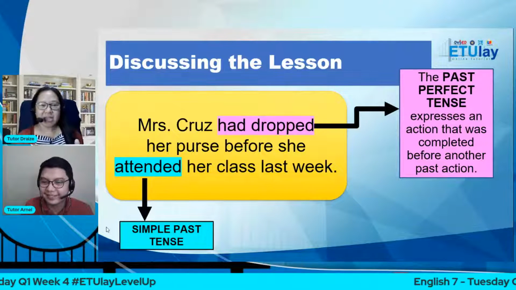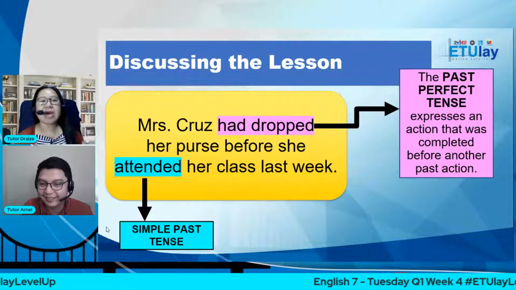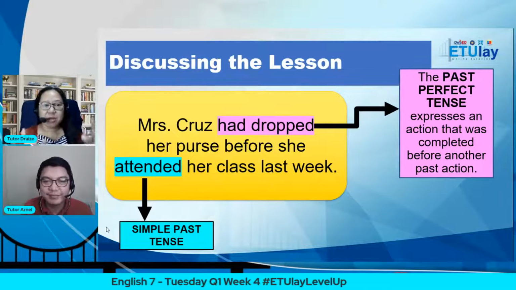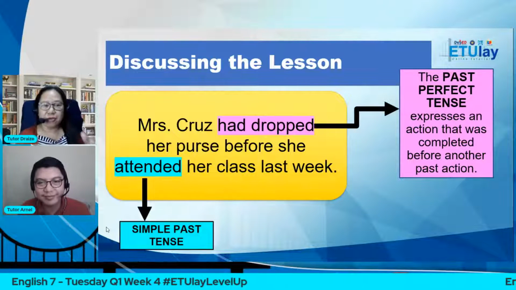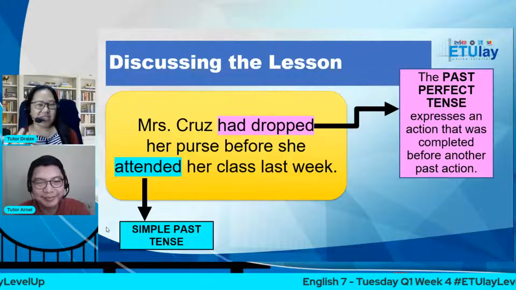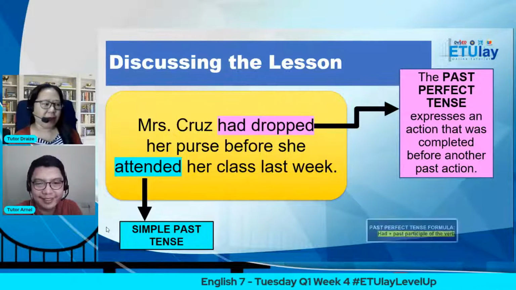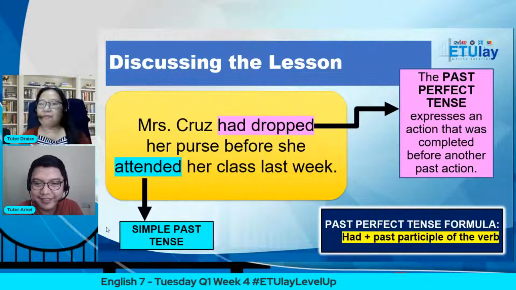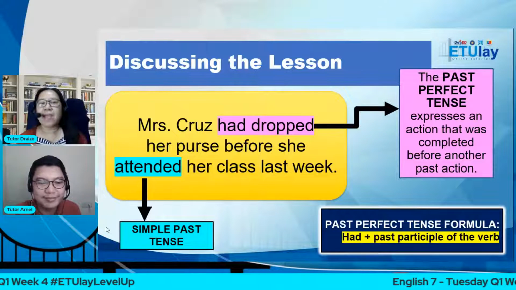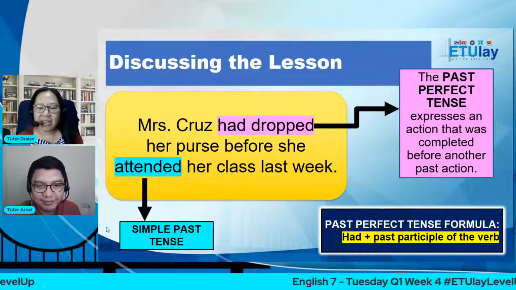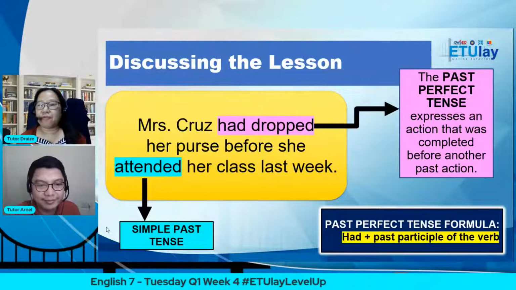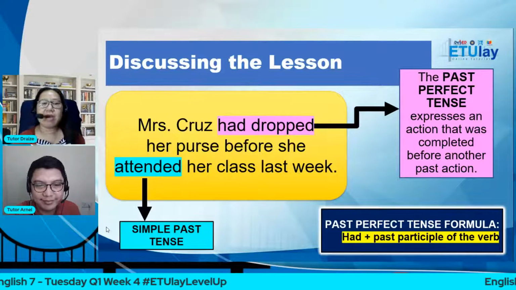So, basing it on this particular example, it means that Mrs. Cruz had dropped. That was her first verb, that was her first action before attended. So you will see that in a timeline, of course. So this would be our formula for the past perfect tense. As you look at the example, we will always be having the word had, plus the past participle of the verb. So had dropped.